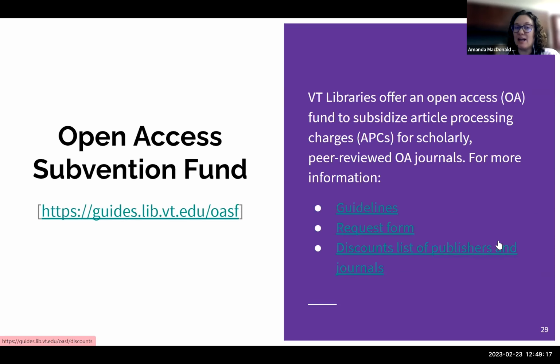The next thing is the Open Access Subvention Fund. The Open Access Fund is really to help subsidize article processing charges. So we're really hoping that you all will publish in open access journals, and this subvention fund helps to cover that publication cost. There are guidelines, thinking about where we publish and things like that.